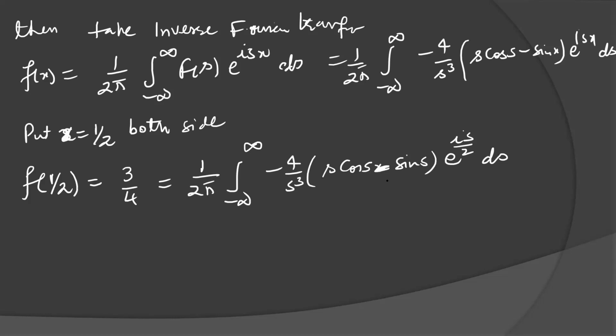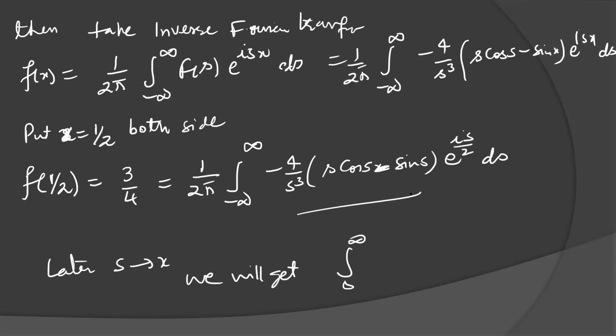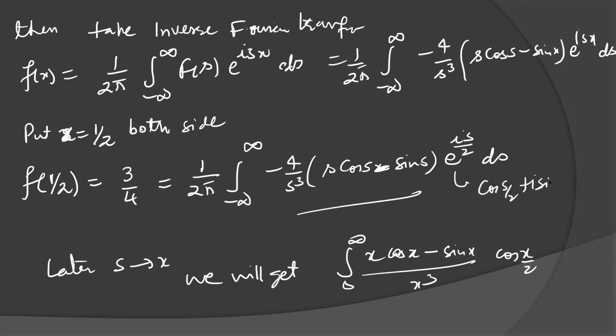Now you use real and imaginary parts, and later you replace s by x. It is equal to 0 to infinity. Use the odd and even function property also. x cos x minus sin x by x cube, cos x by 2. I'm not going to solve it completely. Use cos s by 2 plus i sin s by 2, and later you replace s by x. dx equal to minus 3 pi by 16. So this is the ending of this third part.